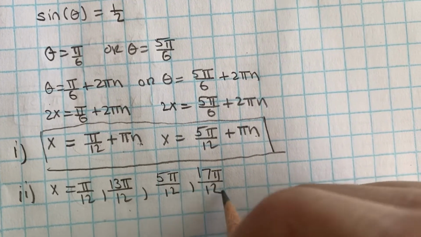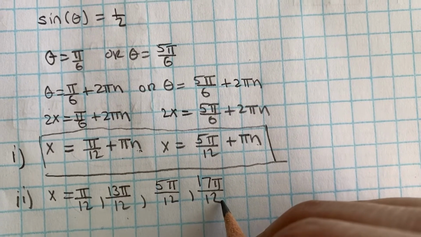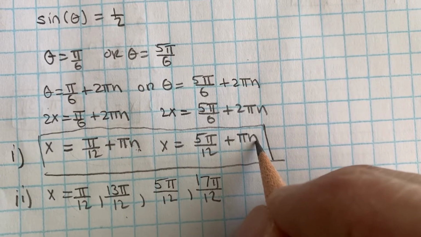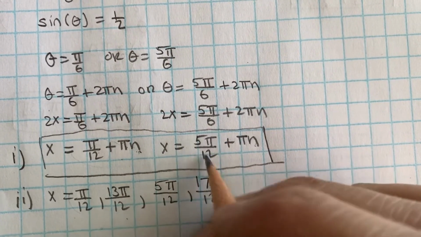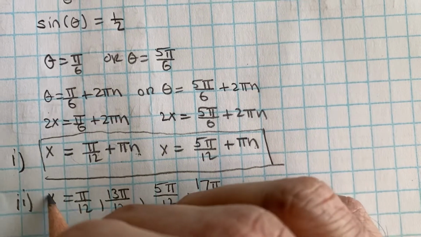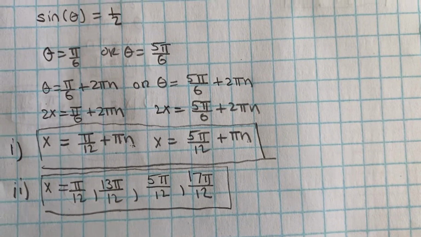And you ask, is 17 pi over 12 in the interval? Yeah, this is 1 and 5 twelfths. 1 and 5 twelfths is definitely in the interval from 0 to 2 pi. And again, if you plug in 2, 2 pi plus a number bigger than 0 is clearly going to be outside of 2 pi. So these are all the solutions in the interval from 0 to 2 pi.